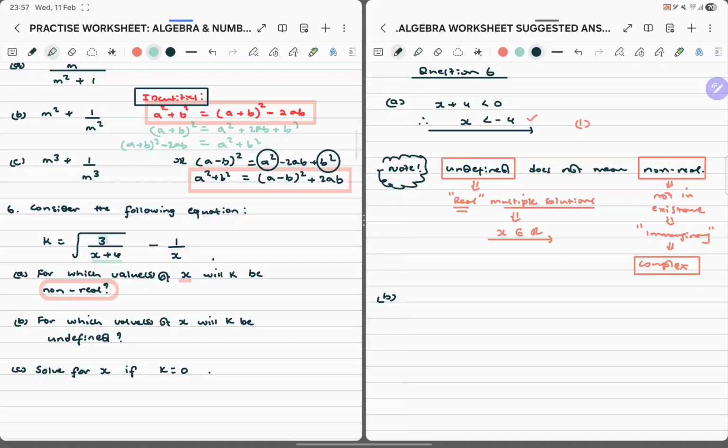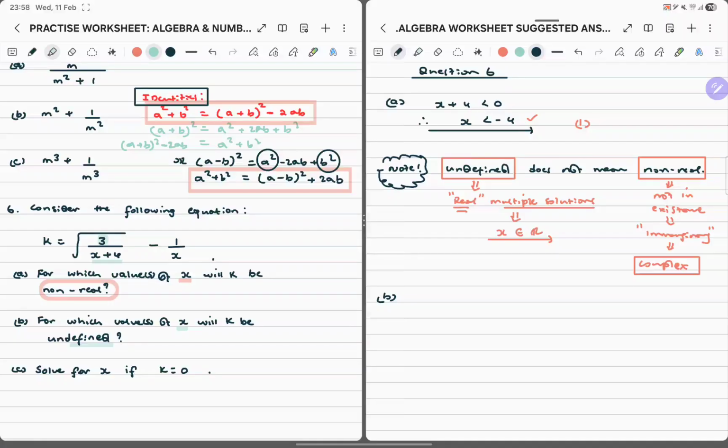The next question says, for which values of x, again, we're looking for the values of x, will k be undefined? Can you see? Will k have lots and lots of solutions instead of a definite solution or a few definite solutions that we can pinpoint? This means it can carry any value that it is. Now, when will this be undefined? It's when we divide by 0.